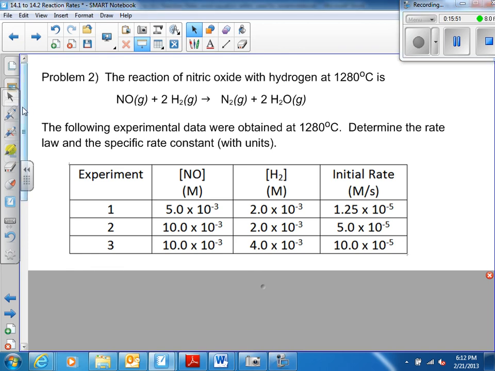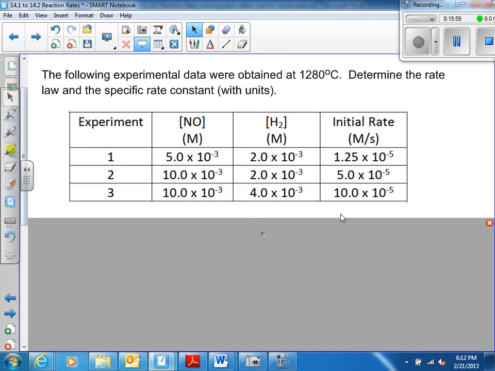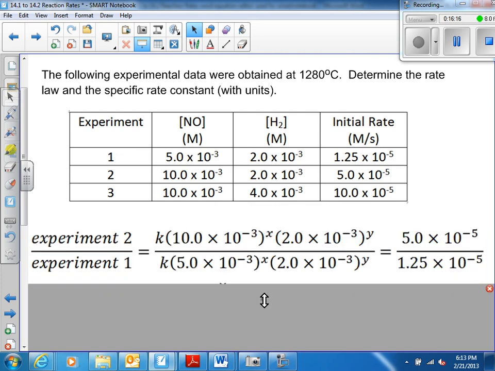So, rate law, look for 2 experiments. Again, pause if you want to do this on your own. Look for 2 experiments where something is constant. I see experiments 1 and 2. The H2 is constant. So I plug into the rate law. I'm going to look over here. Let's see. This one is a bigger rate, so I will use experiment 2 in the numerator, experiment 1 in the denominator. And I get this.